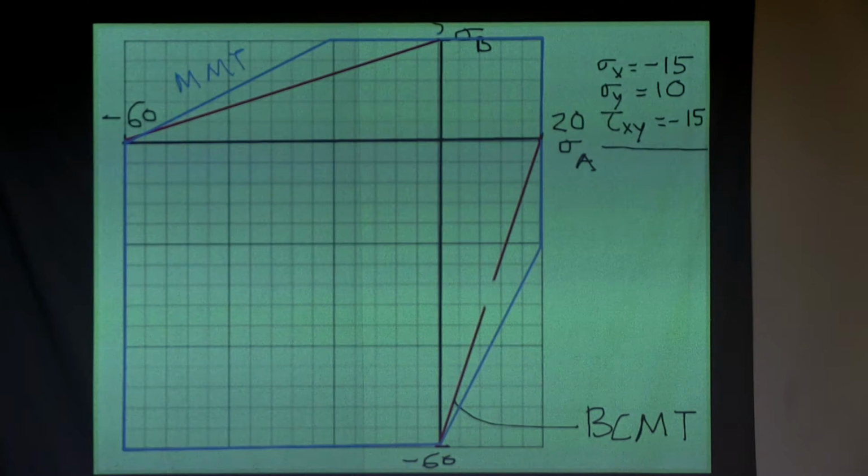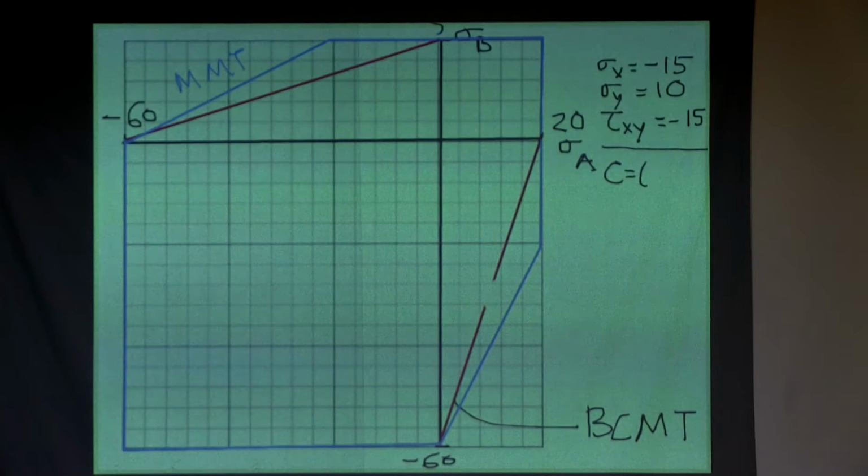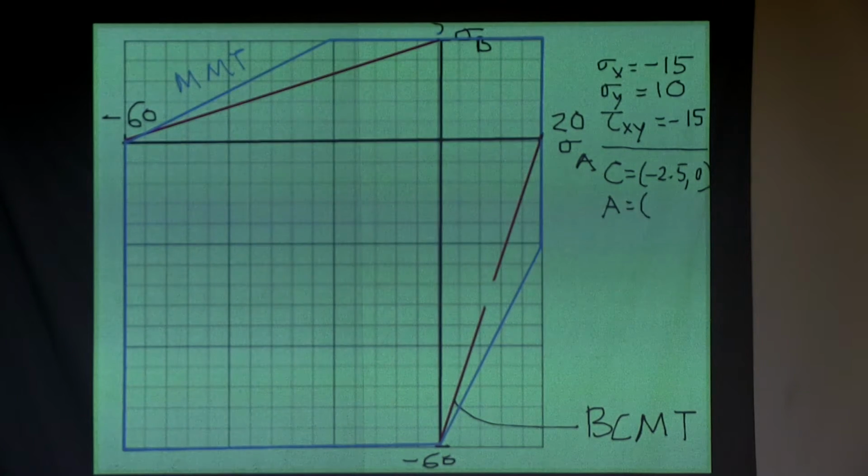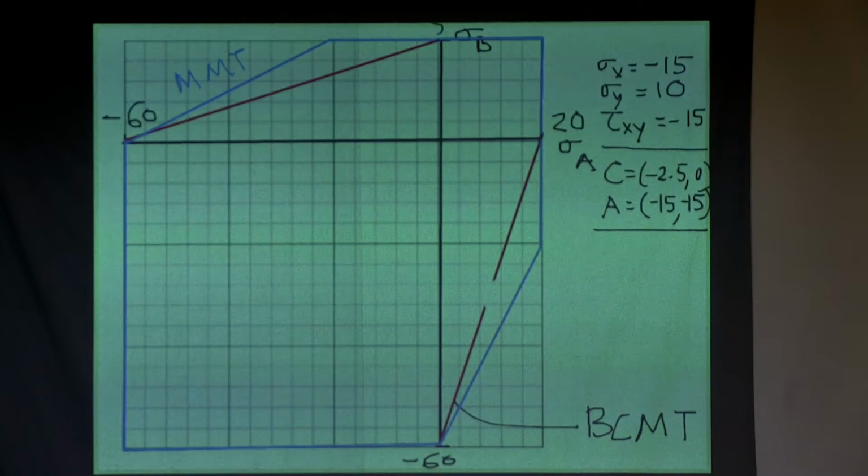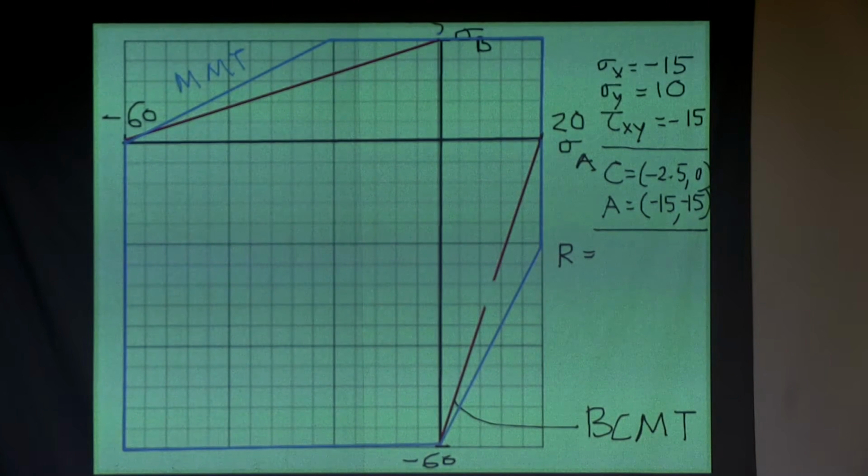Okay. Given this, your Mohr circle center will therefore be negative 2.5, 0. I'll have you verify that. And the first point on the circle, A, is sigma x, tau xy, which is negative 15, negative 15. So using that, create the Mohr circle. The radius of the Mohr circle, call it R, is, I think, 19.5. That would be the radius of the Mohr circle.